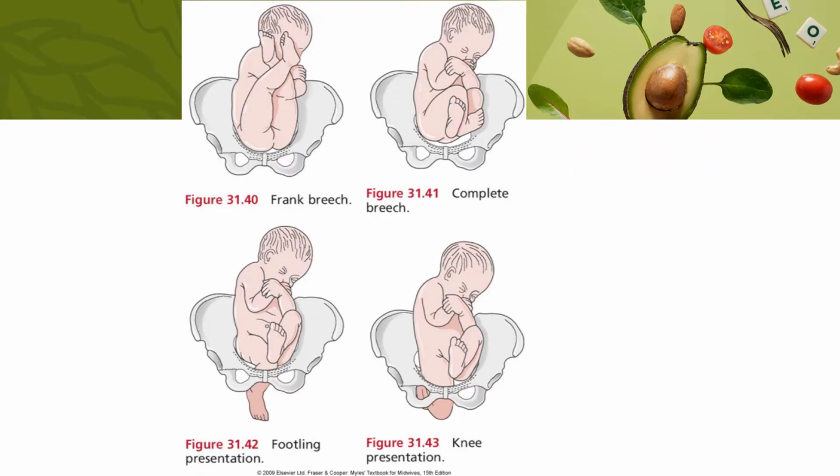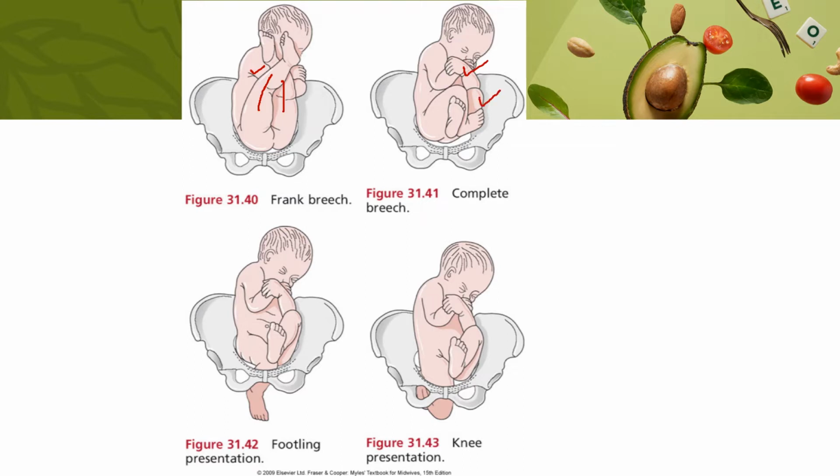Frank breech or extended leg. The lower extremities are extended and the upper extremities are flexed. In this condition we call it frank breech or extended leg. This is one type of incomplete breech presentation. Complete breech means both extremities are flexed, so we call it complete breech.